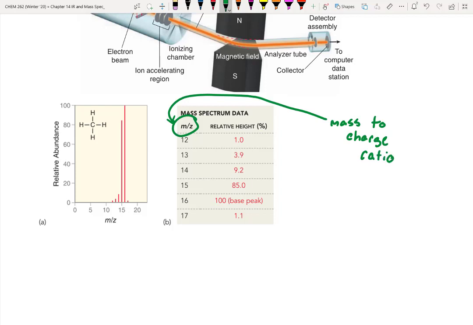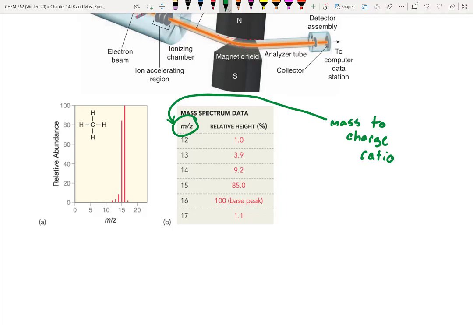Usually this is just going to be the same as your mass. Does anybody know why? Yeah, because normally we're dealing with +1 charges. The reason for that is it's simply a lot harder to get a +2 charge. Doesn't mean it never happens, it just means it's less common.